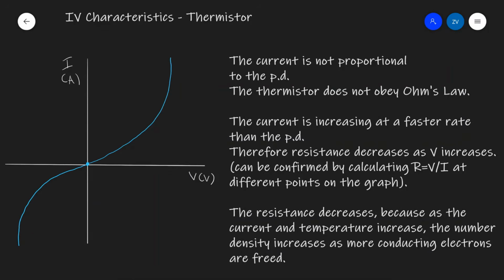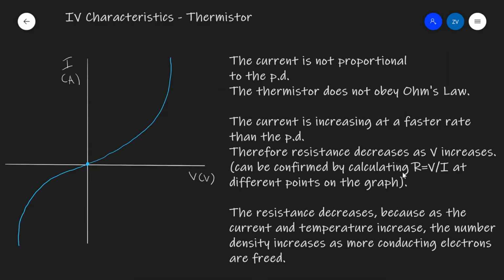Next up, we have the IV characteristics of the thermistor. Once again, the current is not proportional to the PD, the graph is not a straight line through the origin, and the thermistor does not obey Ohm's law. The current is increasing at a faster rate than the PD. We can see this by the graph almost wanting to curve towards the y-axis where the current is.